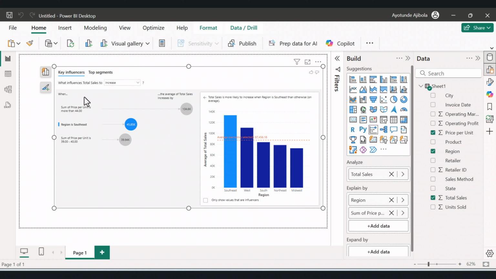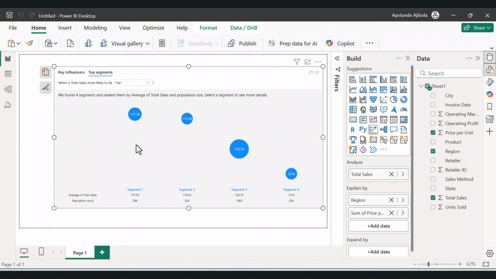Now, let's look at the second tab, top segments. This part of the visual takes the analysis a step further. It uses AI to identify and cluster groups or segments of your data that lead to a particular outcome. Think of it as an automated customer profiling. Power BI tells us it has found several segments and ranked them.